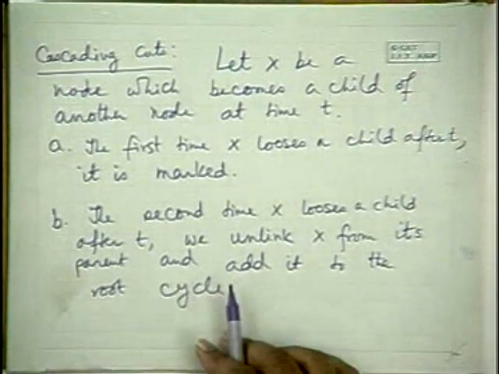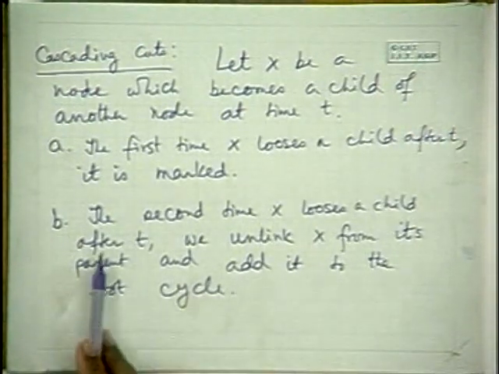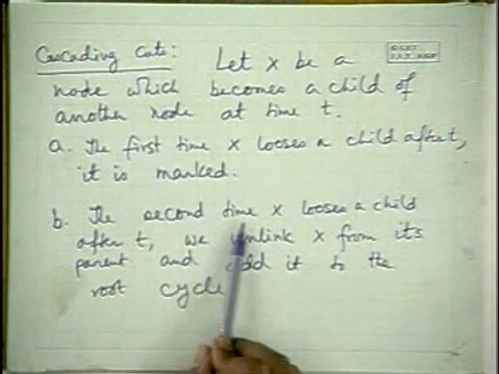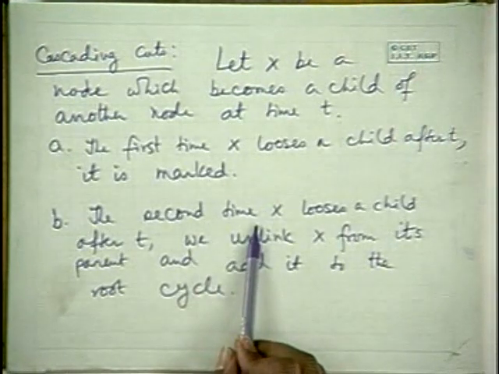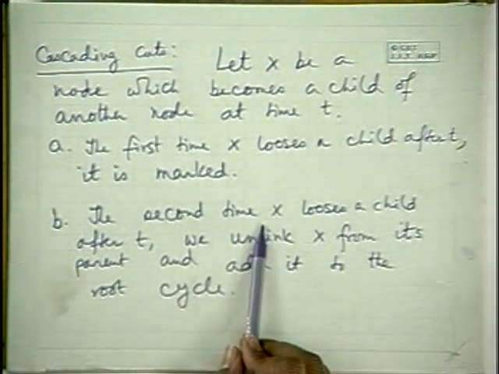So this is why it is called cascading cut, because you just see here, suppose X has been cut from its parent because it has lost 2 children. Now because of losing X, its parent might be losing this X for the second time. So that parent might have been cut again from its parent. So it can go up the tree.